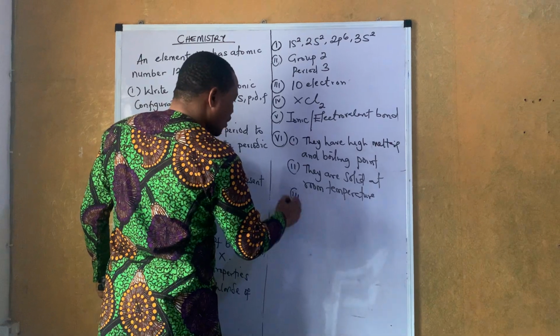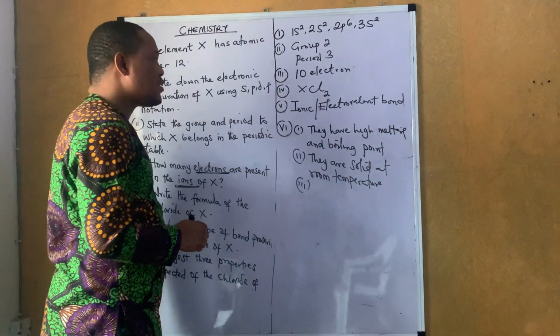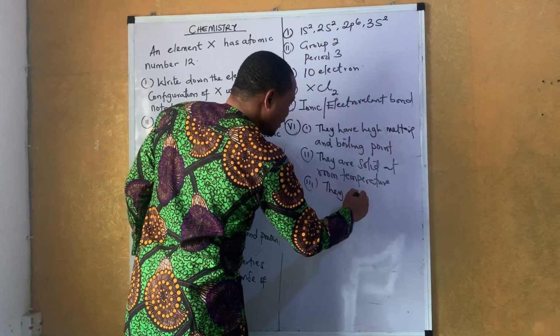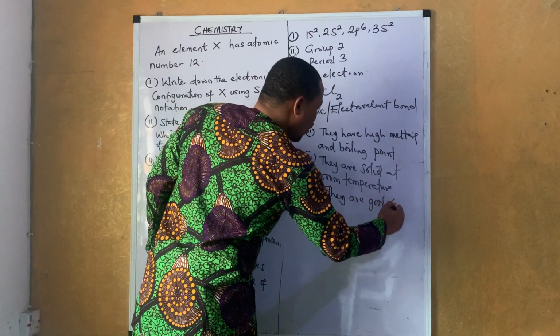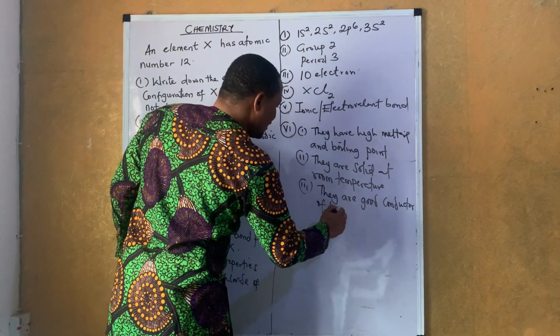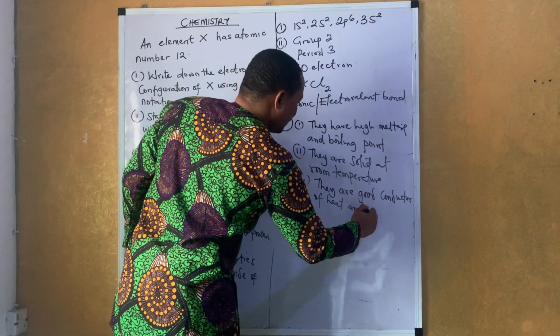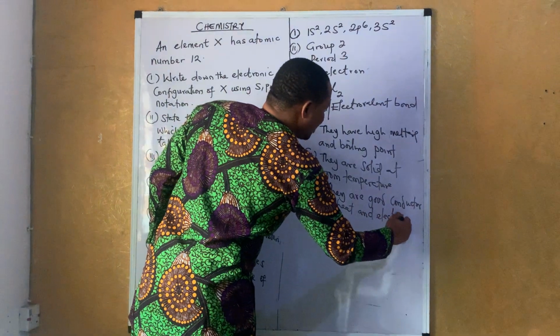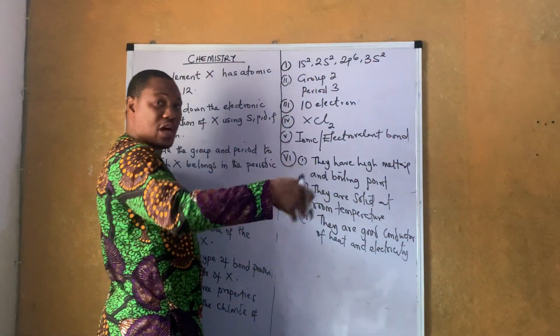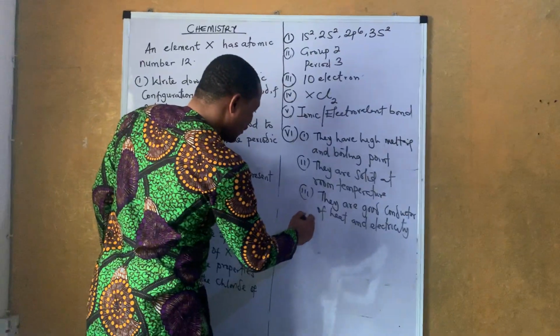Another one that we know electrovalent compounds for is that they are good conductors of heat and electricity. Yes, they are good conductors of heat and electricity. Another one we can give, since they said 3, I'm just giving that so that you have a lot of properties.